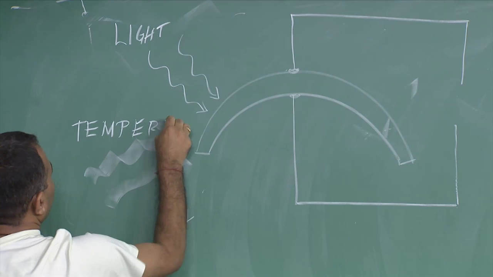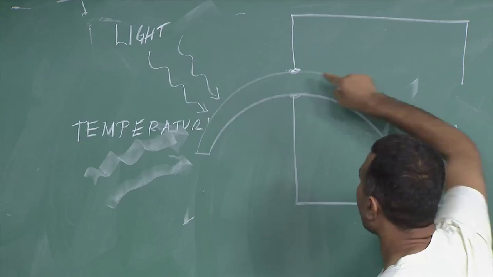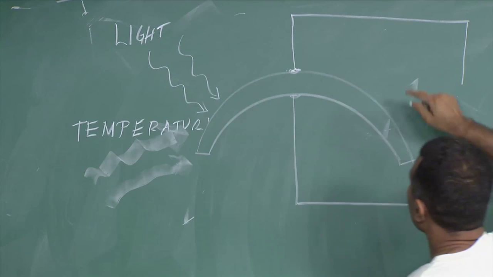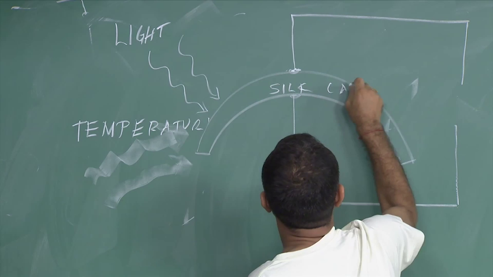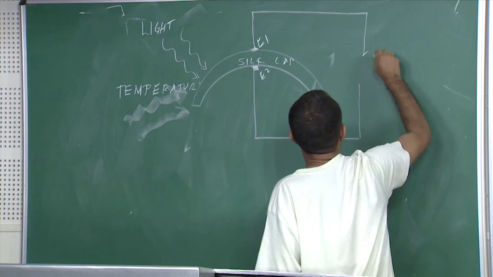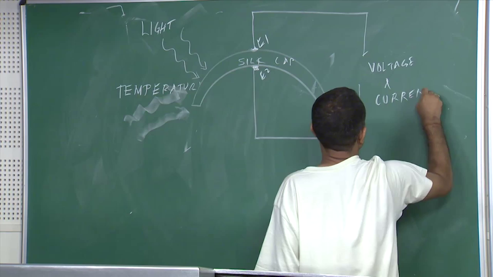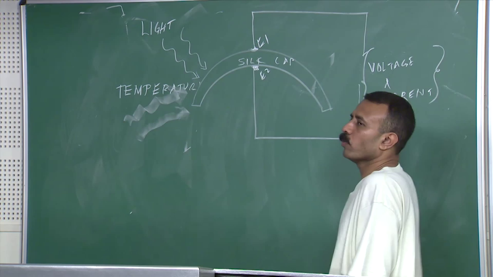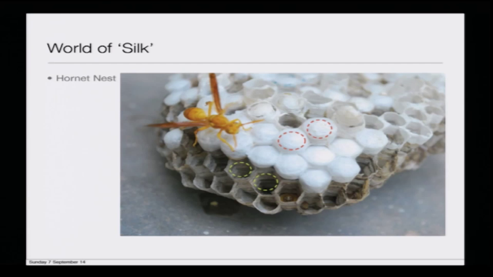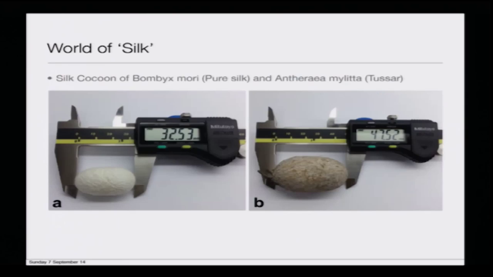And what you are monitoring is, depending on the temperature and the light on this silk cap, this is electrode 1, this is electrode 2, you are monitoring the voltage and the current. This is the basic premise of what they wanted to do. Now think of it. If I show you the picture again, this is what you are doing. You are removing this white part, what you see in the slide, and on either side of it, you are connecting those electrodes. Now I will show you a real picture.